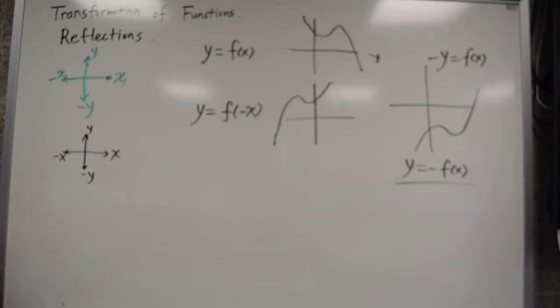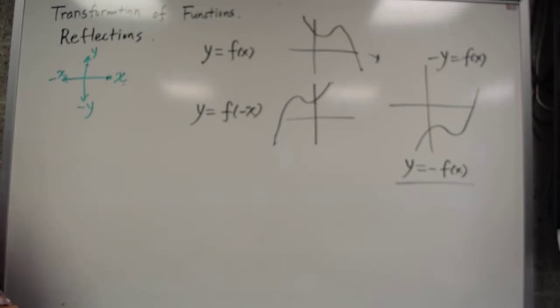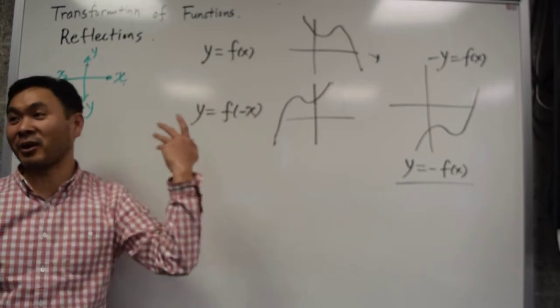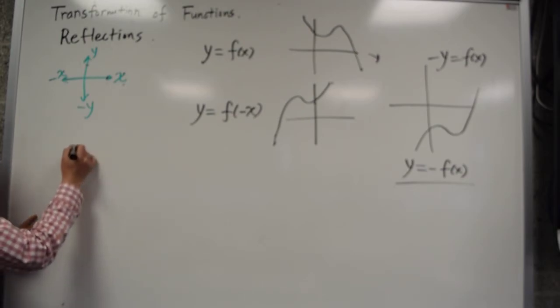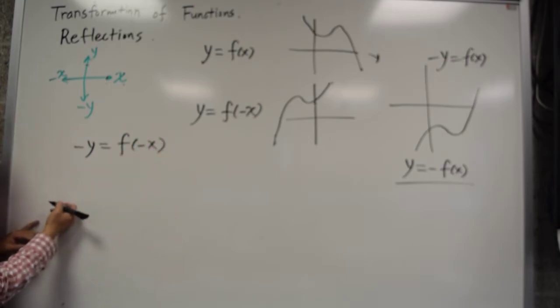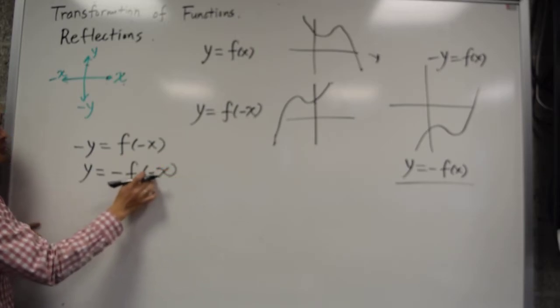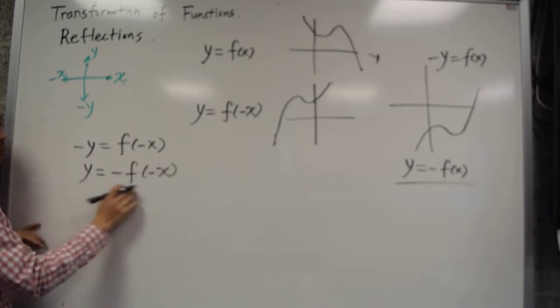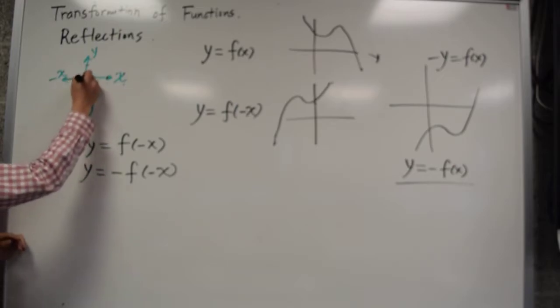Okay. Double reflection. What if you do a double flip? What does that give you? Flip this way, flip that way. That's like negative x, negative y, right? So what is this thing? Negative y equals f of negative x. It's just double negative flip. Unfortunately, this negative cannot come out, so you have to write it like this. It looks very complicated, but this has a name. It's a reflection over the origin.